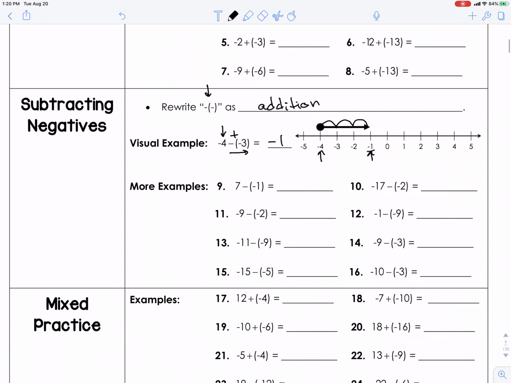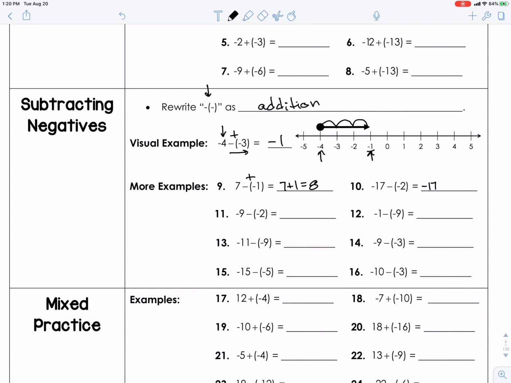Okay? Let's do some more examples. Number 9. We've got 7 minus negative 1. So that's just 7 plus 1. Let's write it. 7 plus 1. What's 7 plus 1? 8. Very simple one.